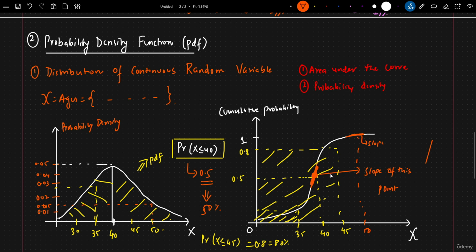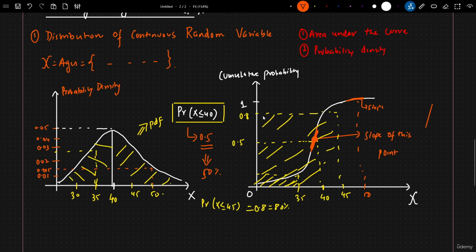Now, to show you how this slope gets calculated, let's say I want to calculate the probability density for 40. For this point, we are going to calculate the slope. In order to calculate it, we take the previous point, and this is the point above, near 40. We take the nearest points on either side.